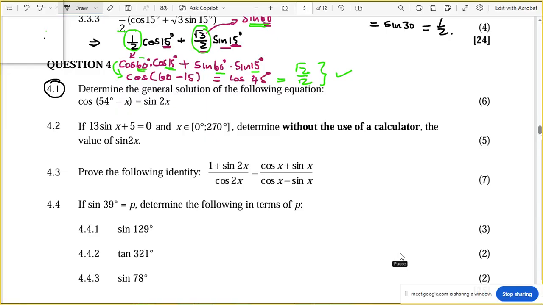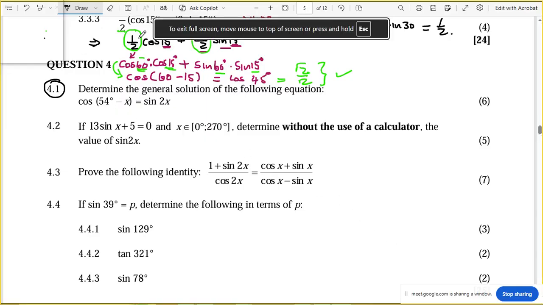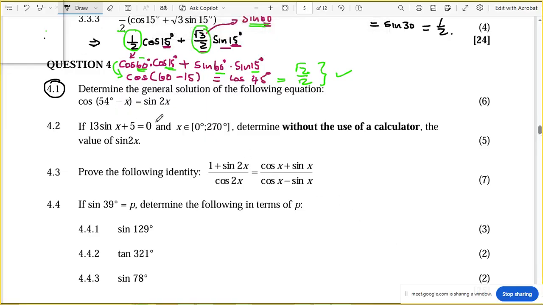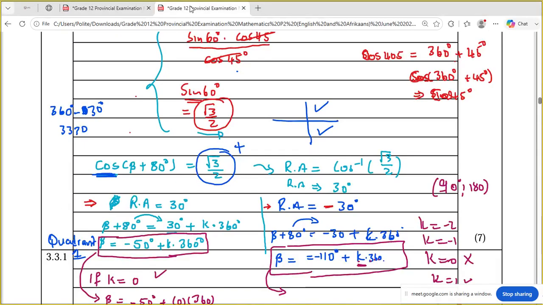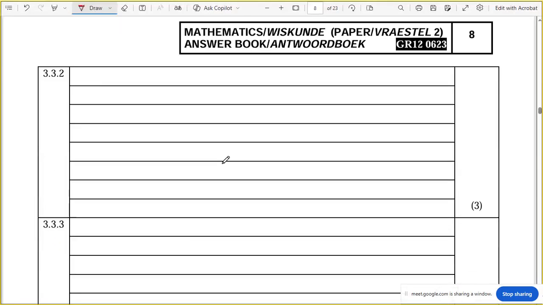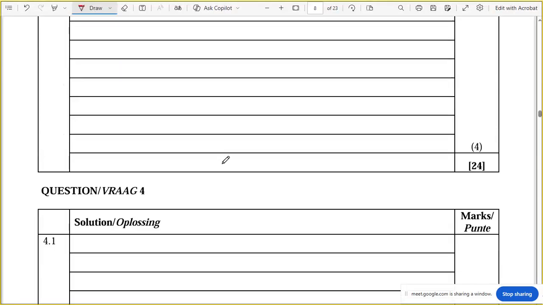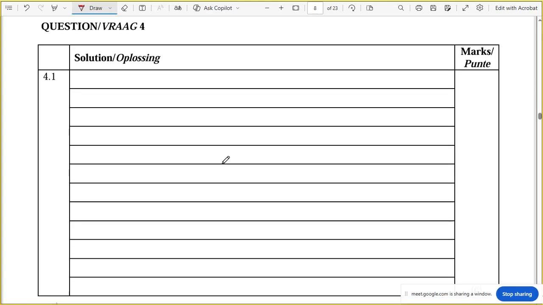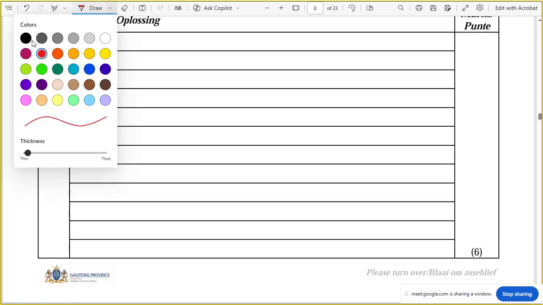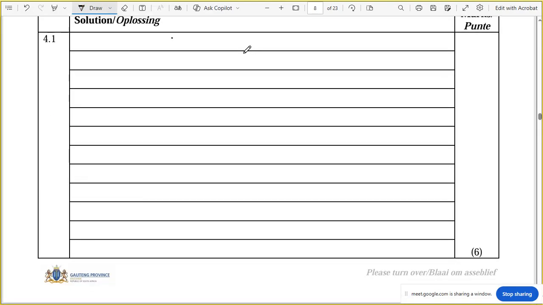What's your answer? What did you get? Karam, what's your answer? You say you're not done. Okay. We only have 10 minutes in this lesson. Let's quickly work on this one together.